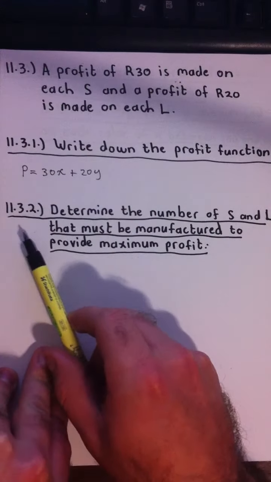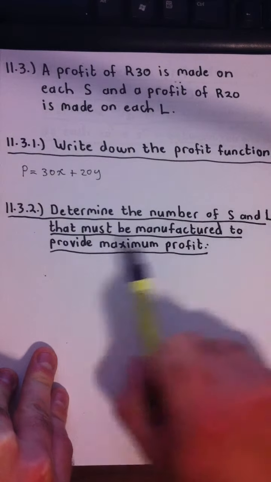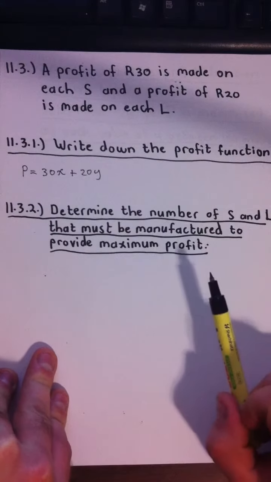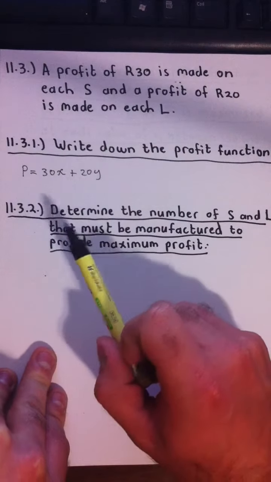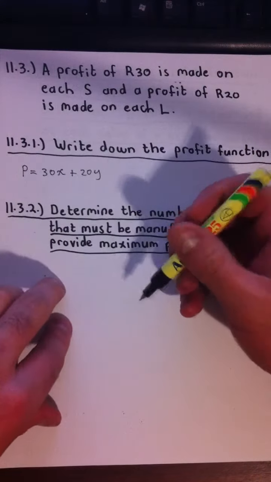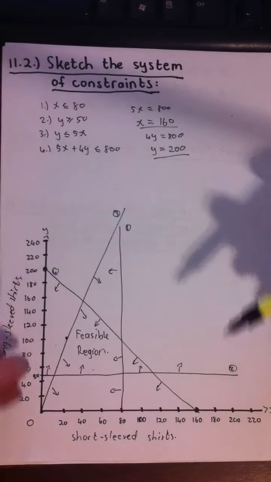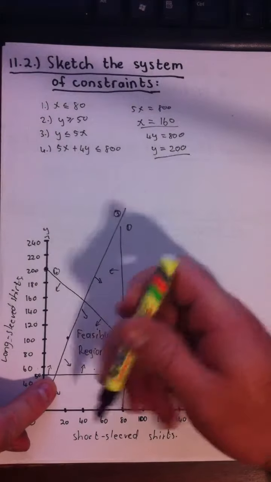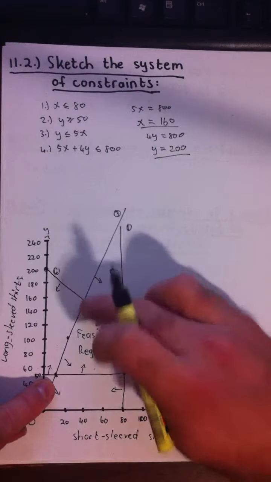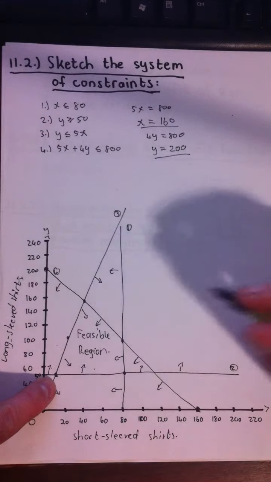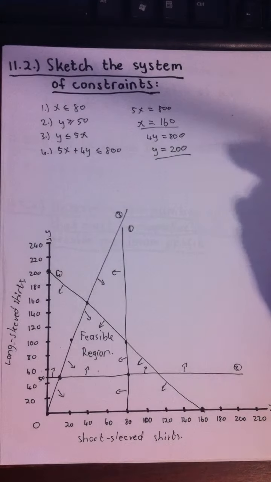Next question, 11.3.2. Determine the number of short sleeved shirts and long sleeved shirts that must be manufactured to provide the maximum profit. Because there's a profit function, now we need to maximize that. There are a couple of ways we can look at that. The first way is to take every vertex from the feasible region. So that'll be this point here, that point, this one, and that one. Substitute those coordinates in and see which one gives you the biggest answer. That's an easy way, can't really make mistakes, but it might take a bit long.